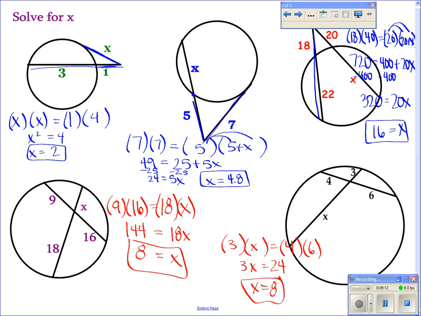So if they're completely inside the circle, you just take each segment and multiply them together. The only difference when it's outside the circle is that you have to add those segments together, the outside and the inside.